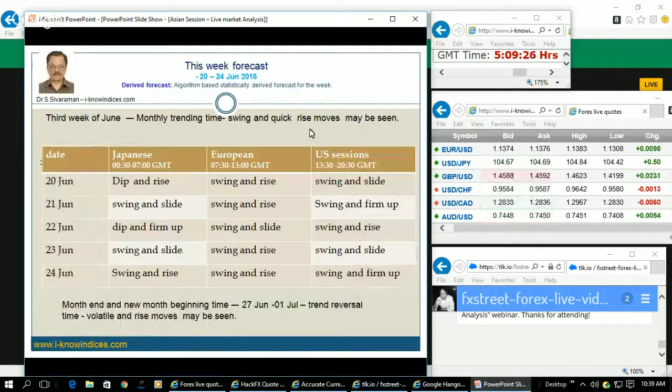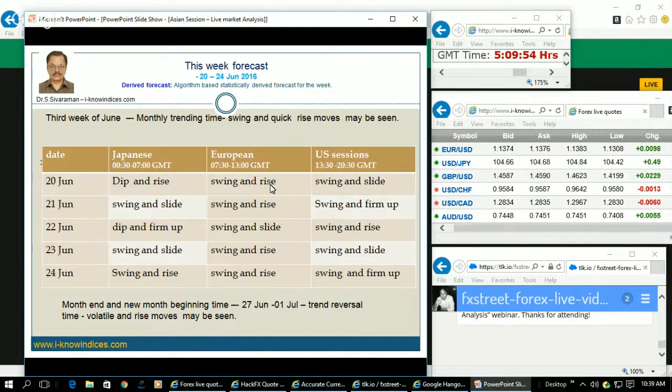Now, this is the forecast sheet for this week, 20th to 24th of June. This is the 3rd week of June. So a monthly upward trending move is expected to happen in this week. So what are the types of moves they are going to make? Session-wise moves in this particular week. A small dip and a rise was envisaged, but they did not make the dip. Straight away, they gained the levels in the case of Euro and GBP.